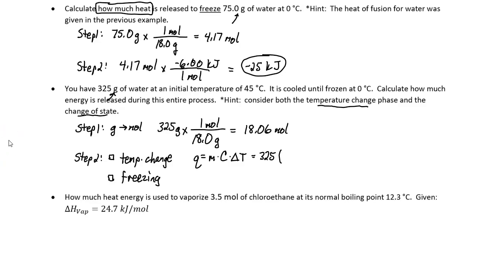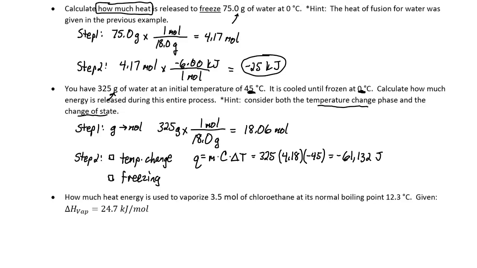Now the letter C. For the substance water, it's 4.18. Delta T, the temperature change. It's starting at a temperature of 45 degrees, and it's cooling off all the way down to 0 degrees. So the temperature change is negative 45 degrees. It's really important you put that negative in there. It's losing 45 degrees. It's not getting 45 degrees hotter. Multiply these together on a calculator. The result is negative 61,132 joules.